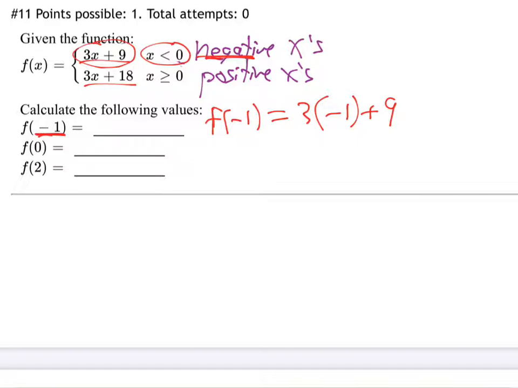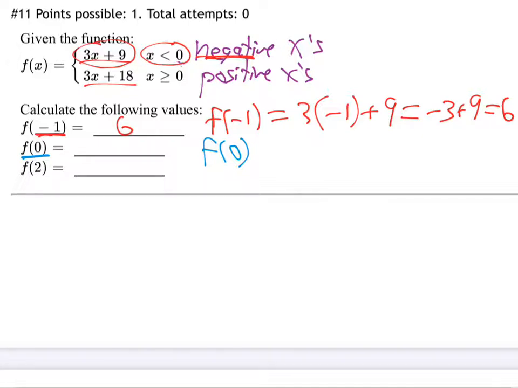And you just work it out. What is that? Negative 3 plus 9, 6? So there's that one. Now let's do the second part. F of 0. So if you put 0 into this weird two-piece toaster, are you going to plug it into the top piece or the bottom piece?